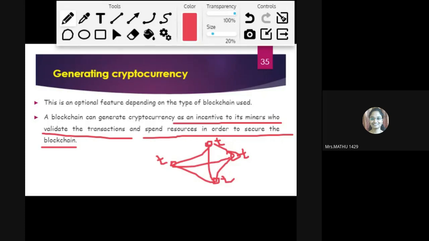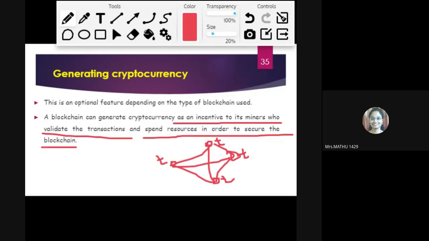Now it has to be validated and verified because there is no central authority. If you are going through some bank, automatically we will know that the money has been deducted from your account and sent to the other account.